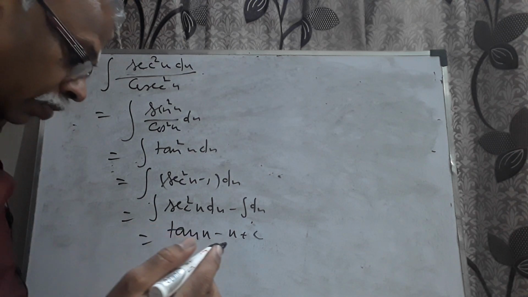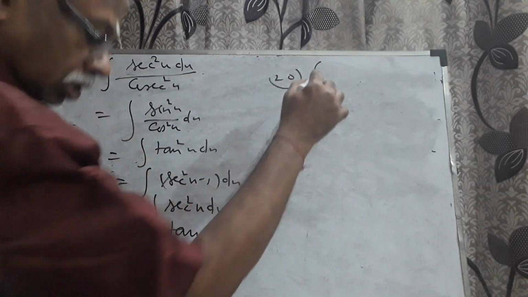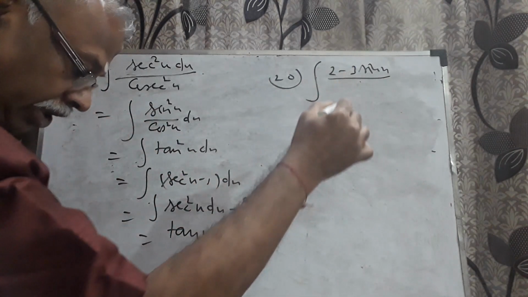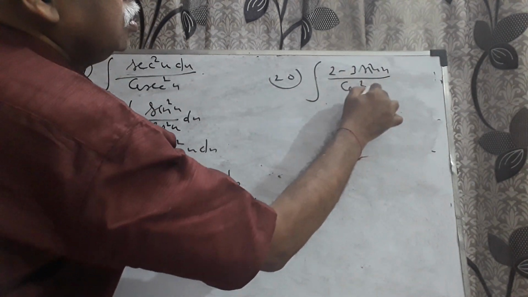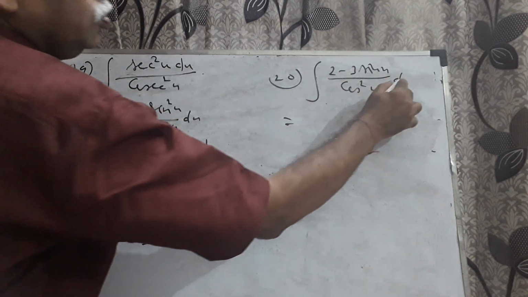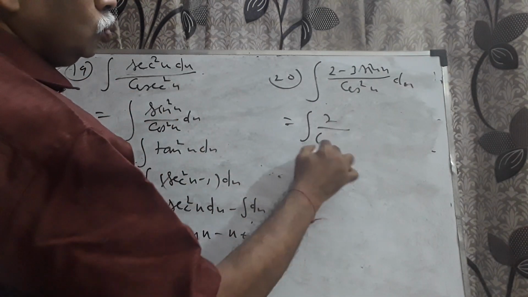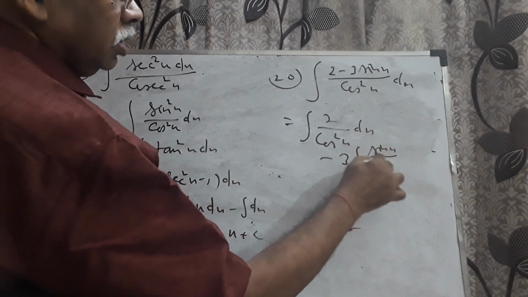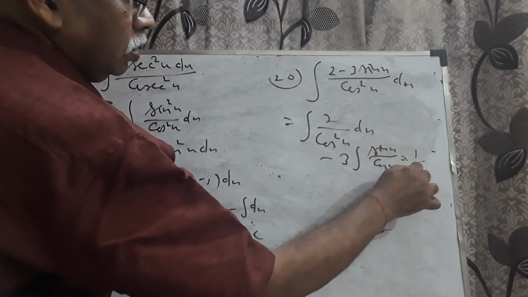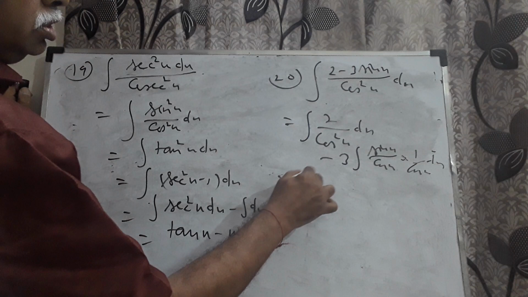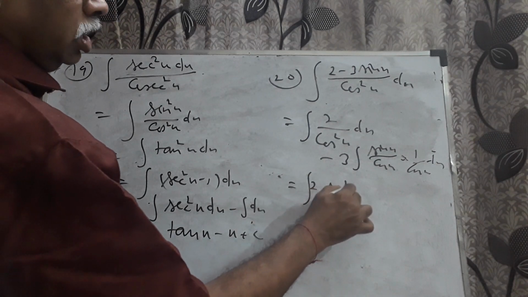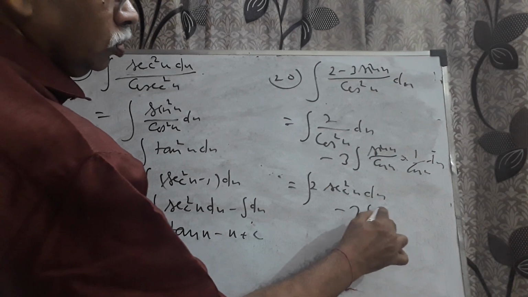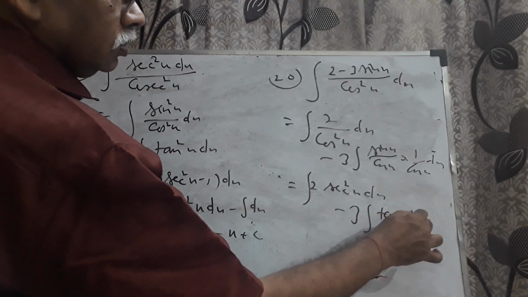Now 20th problem, he says integral 2 minus 3 sin x divided by cos square x dx. I make it into two integrals. Integral 2 by cos square x dx minus 3 integral sin x by cos x into 1 by cos x. Let me make it like this. This will become 2 secant square x dx minus 3 integral, I get it to be tan x secant x dx.